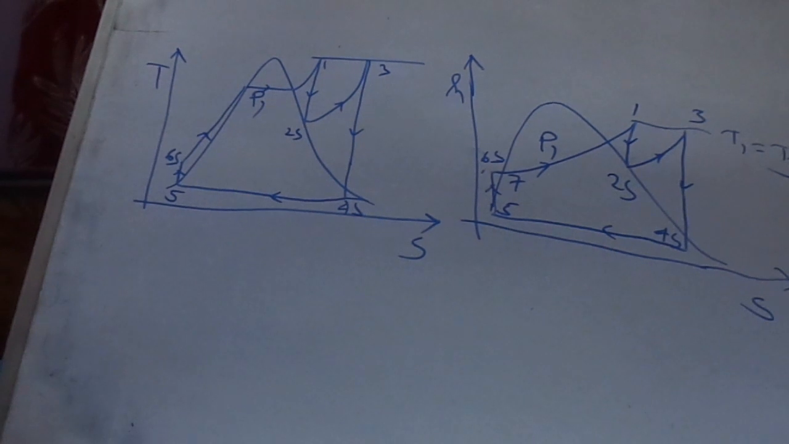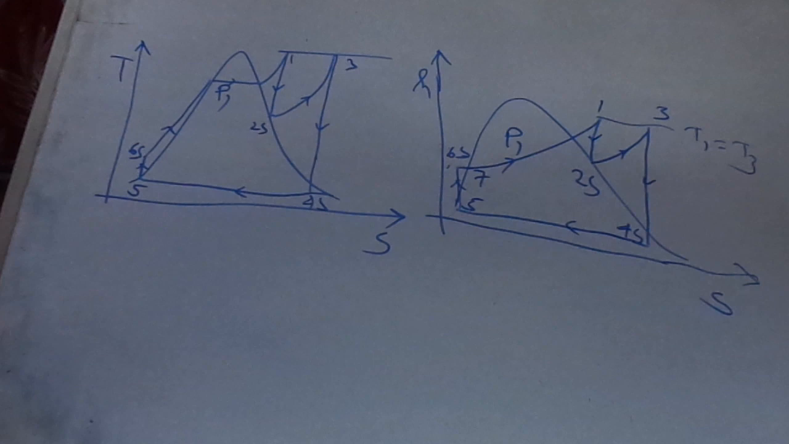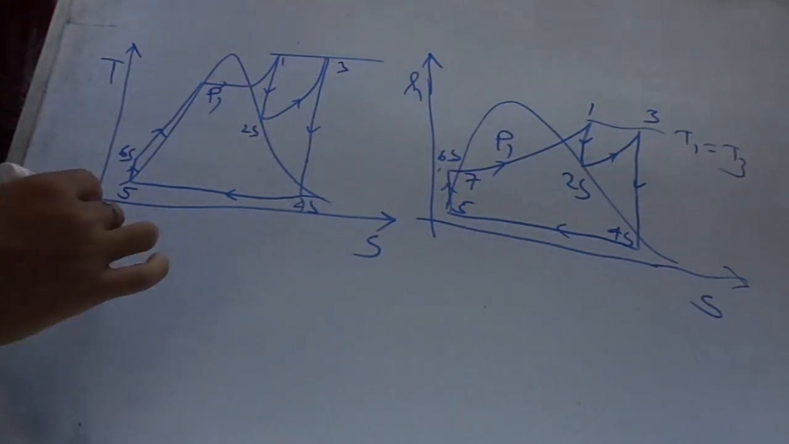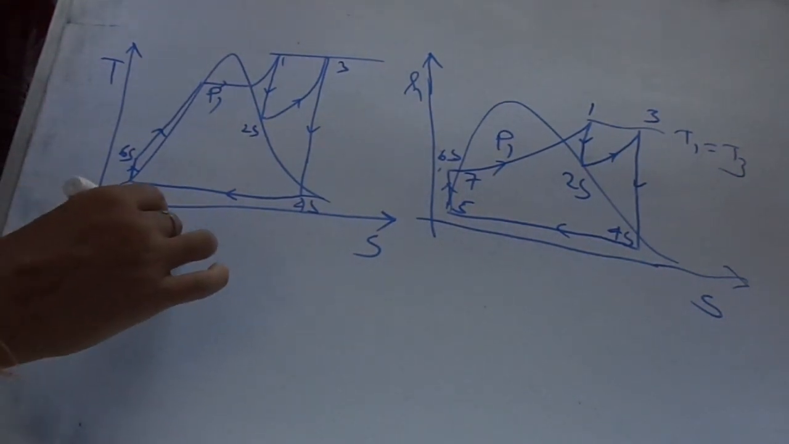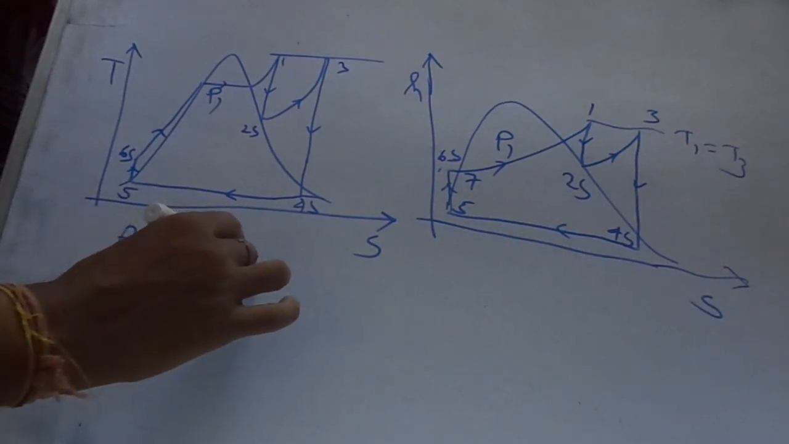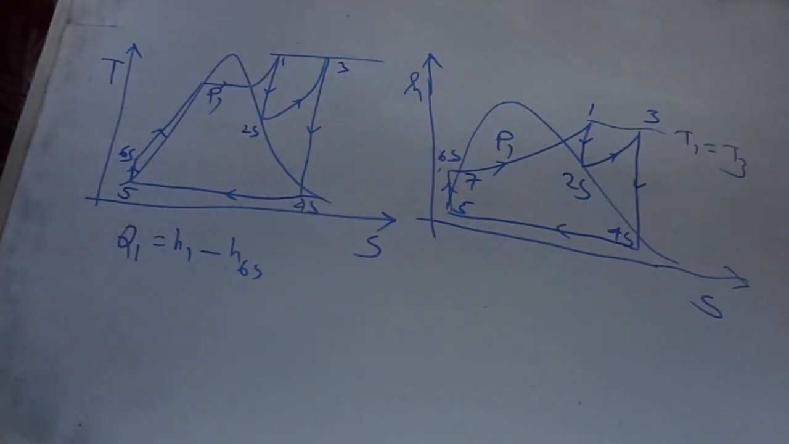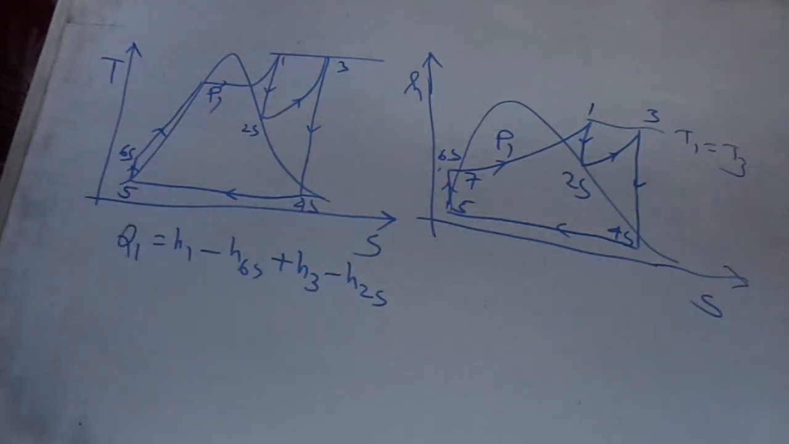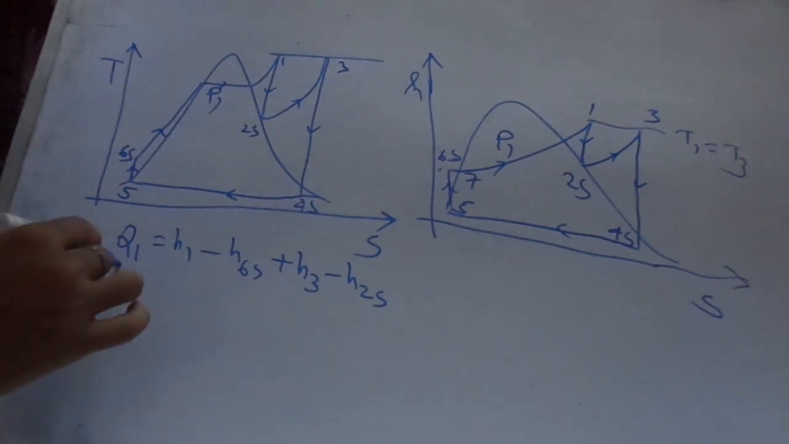Now if we calculate the efficiency of the reheat cycle, Q1 is equal to H1 minus H6s plus H3 minus H2s. Q2 is equal to H4s minus H5.